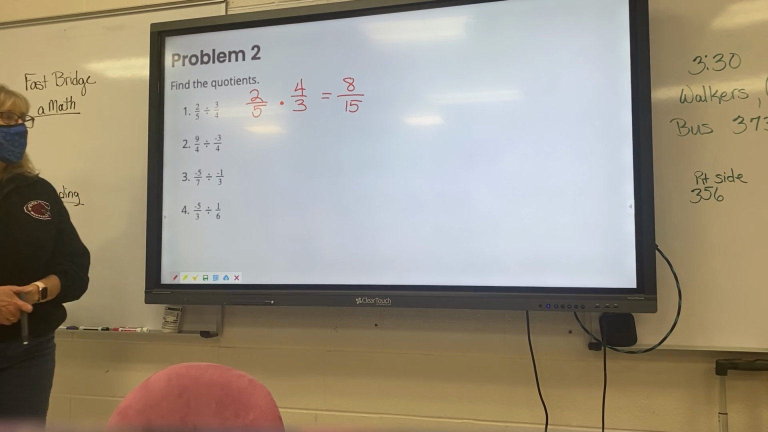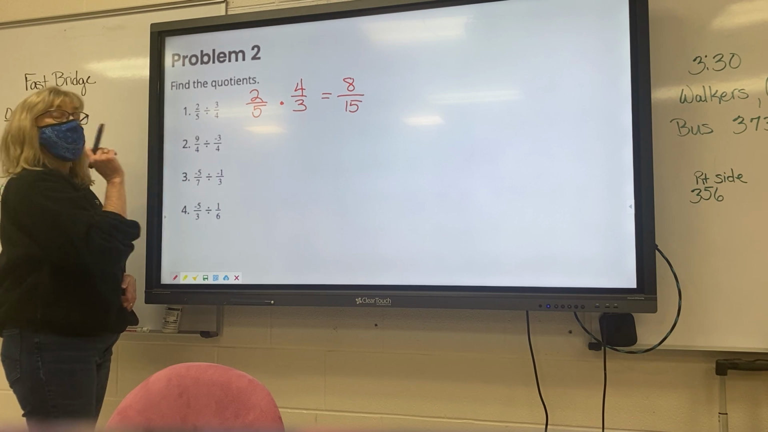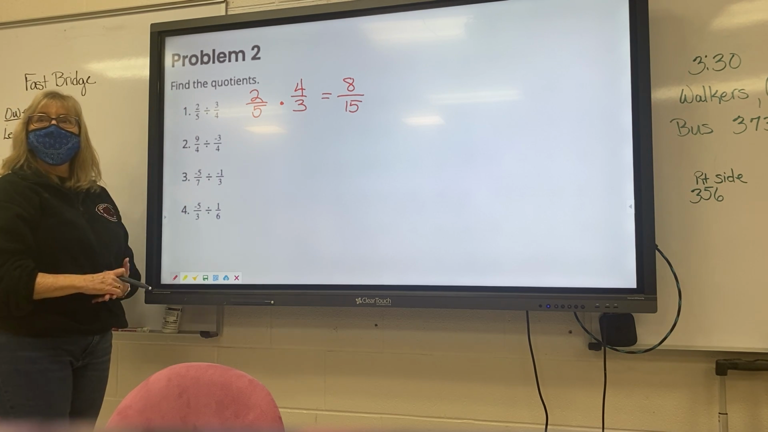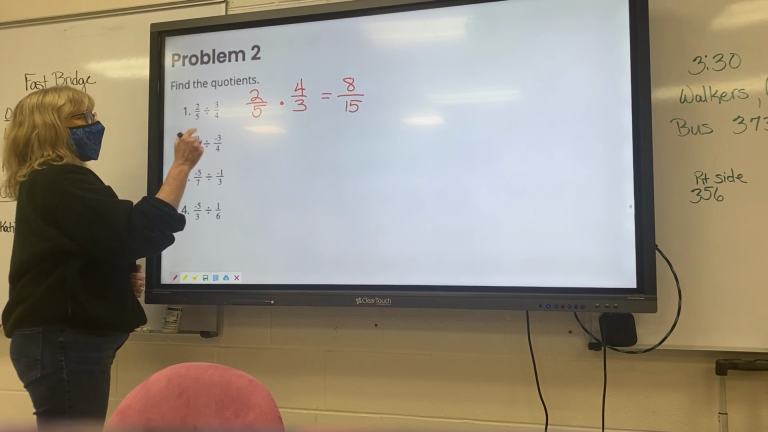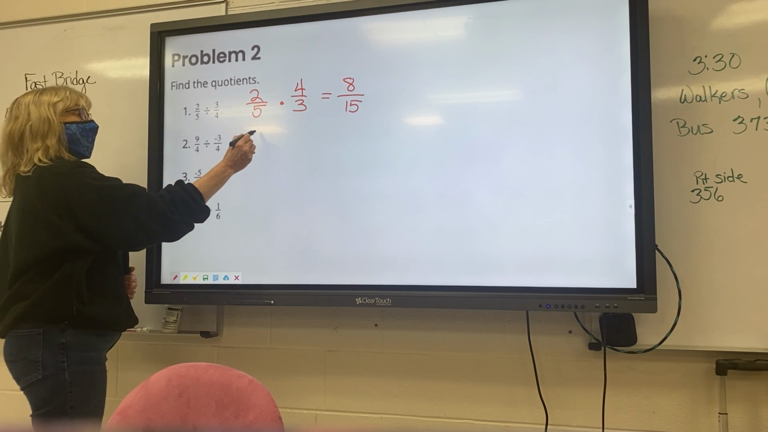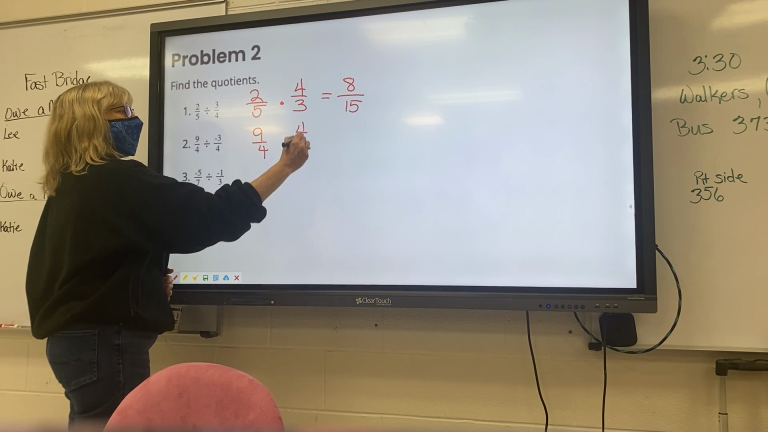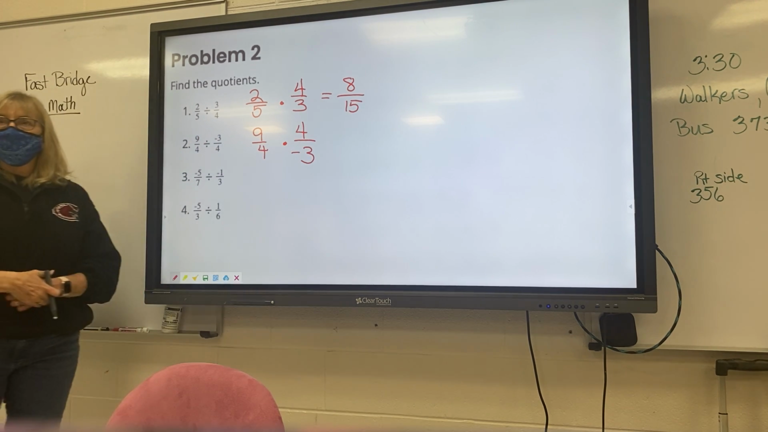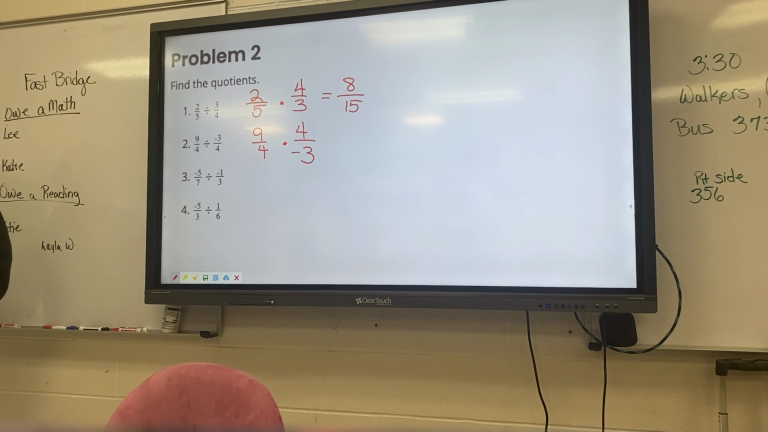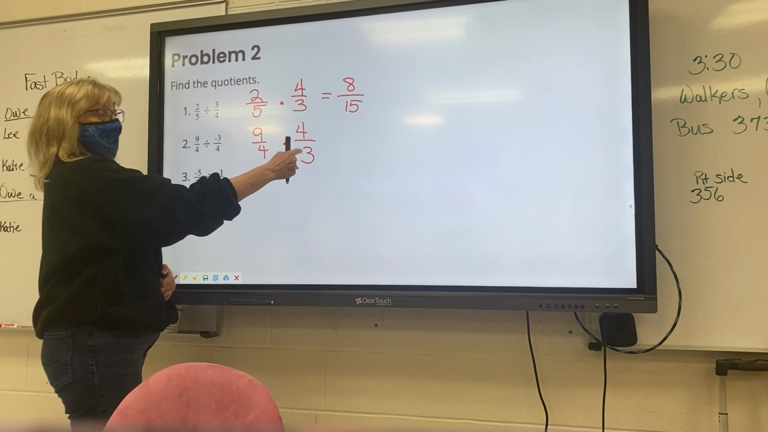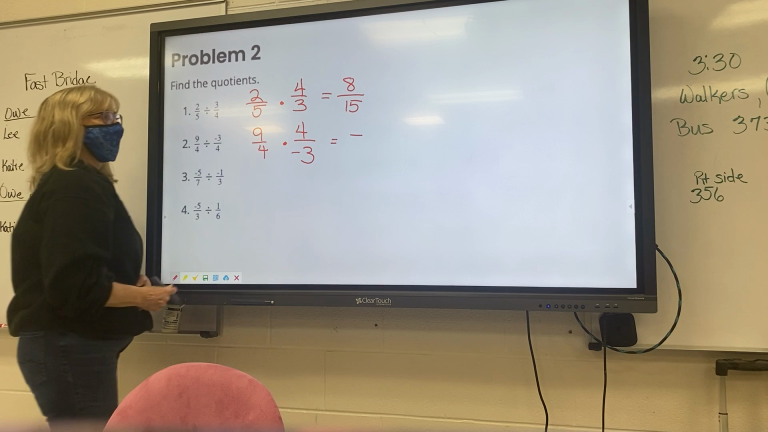All right, let's look at number 2. Do you want us to have it as a fraction? No, leave it as a fraction. Generally, if they give you something in a fraction, you're going to leave it as a fraction. Okay? So we're going to multiply by the reciprocal. So 9/4 multiplied by 4 over negative 3. Okay. Is our answer going to be positive or negative? Negative, because this is a positive times a negative. So our answer is going to be negative something.